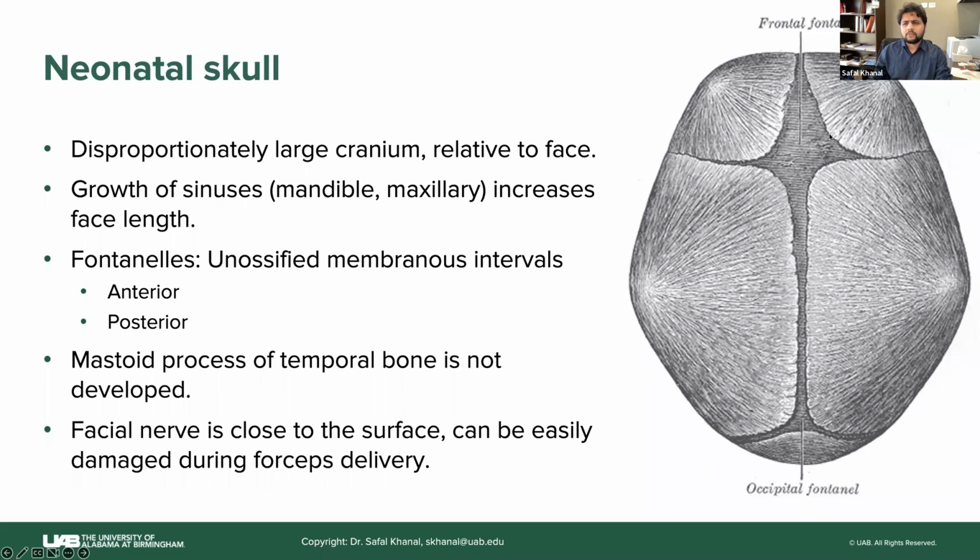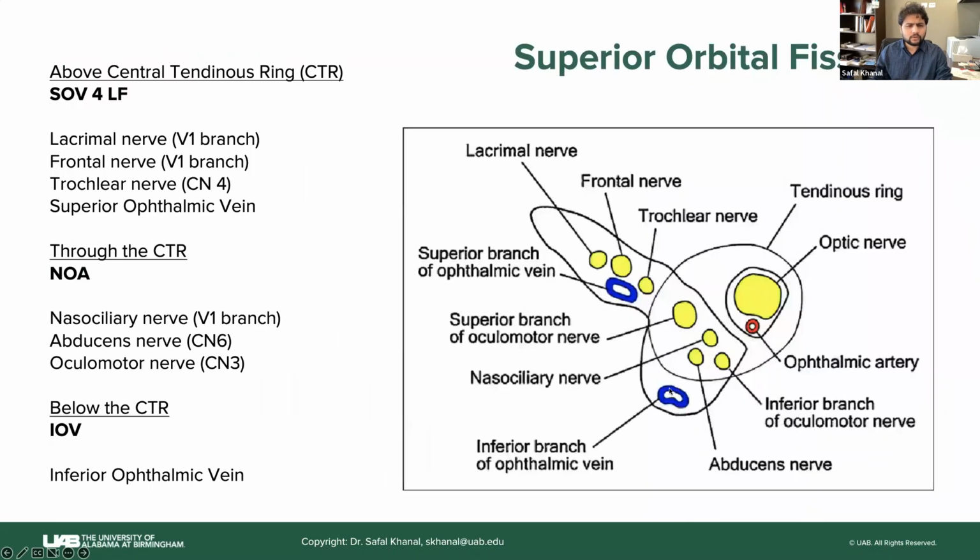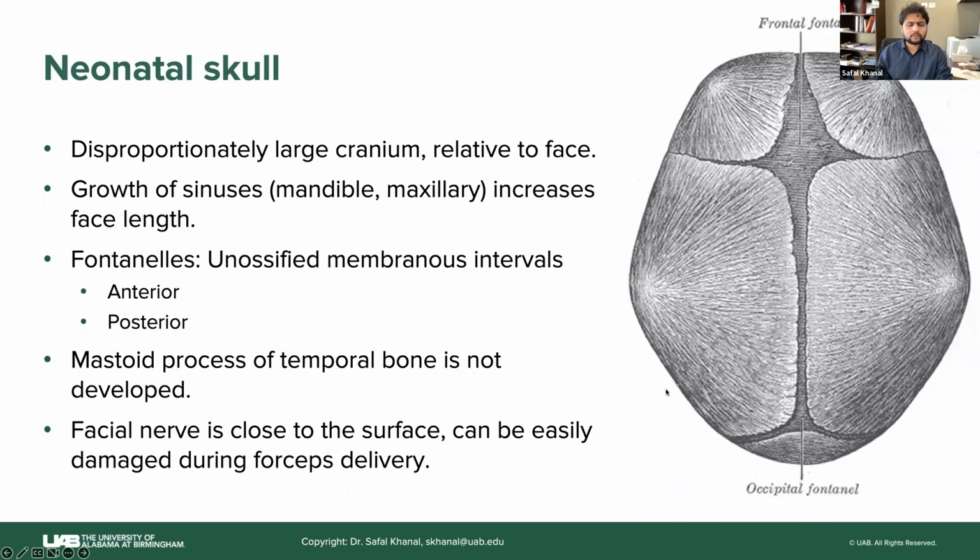There are these fontanelles in the skull of neonates, just at the junction of parietal and frontal, and then parietal and occipital, which are called the anterior and posterior fontanelles. The mastoid process of the temporal bone is usually not formed in neonates. And the facial nerve is very close to the surface, so it can be easily damaged during forceps delivery.